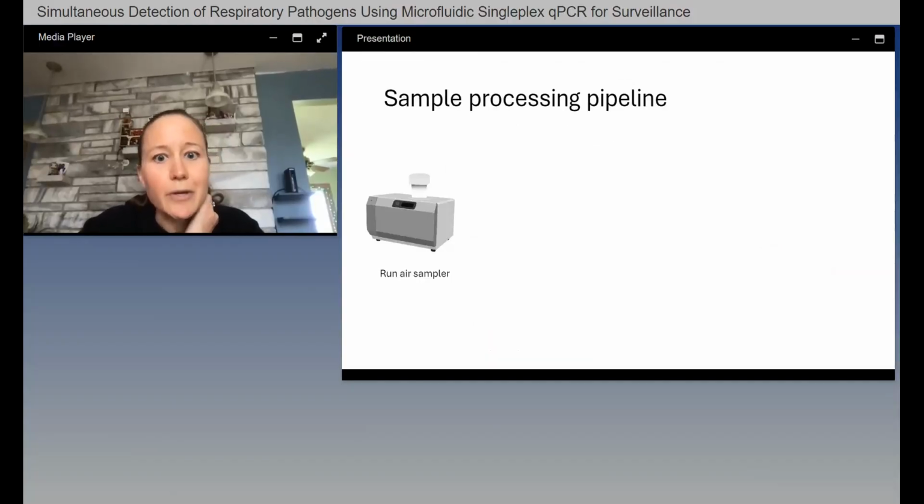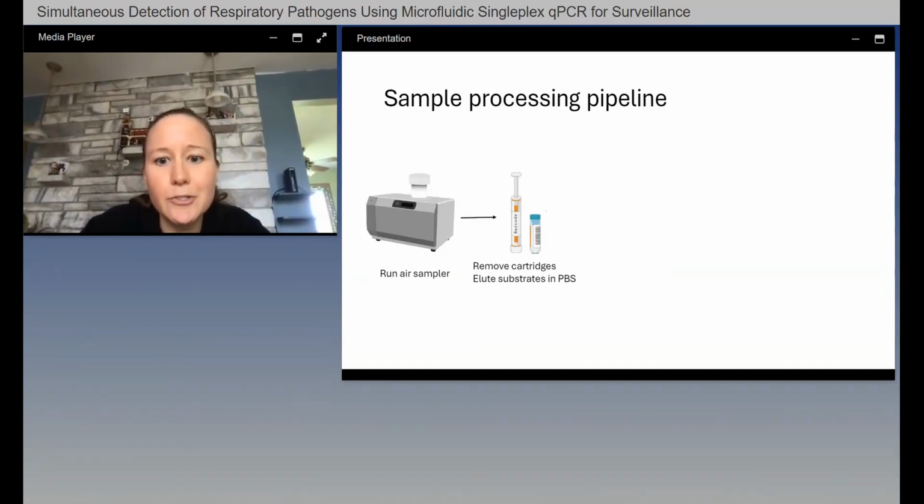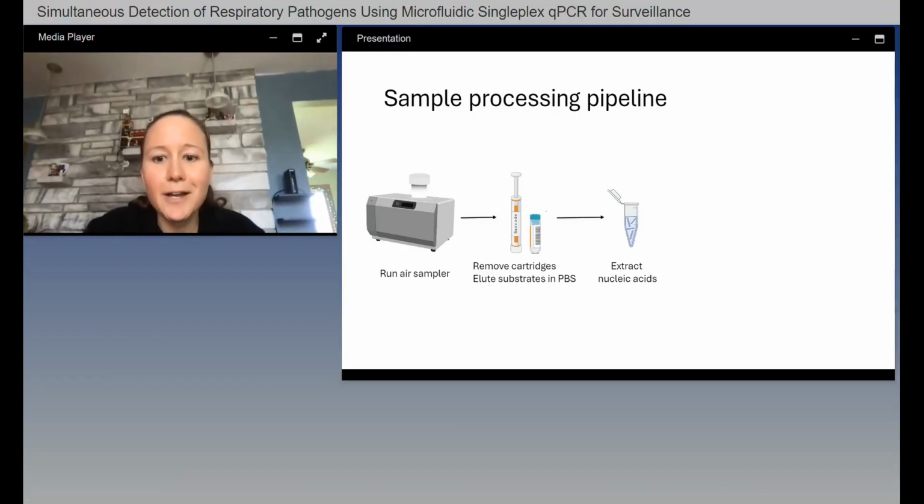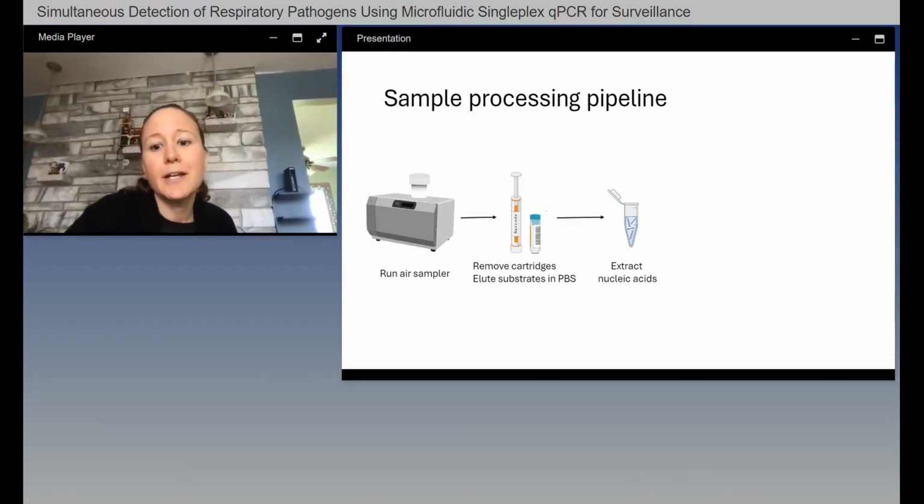So now I'm going to get into a little bit more of the sample processing pipeline we use. We run those air samplers, again, 3 to 4 days typically for each sample. Then we remove the cartridges that are inside the air sampler. Within each cartridge are a couple of foam substrates. They're kind of squishy material. We squish those down into tubes that have PBS to elute any genetic material that's present on the foam substrate. We then isolate and extract the nucleic acids. And then we do downstream assay testing. The different assays that we've used, I'm going to show 3 different examples of ones that we've done for these air samples.